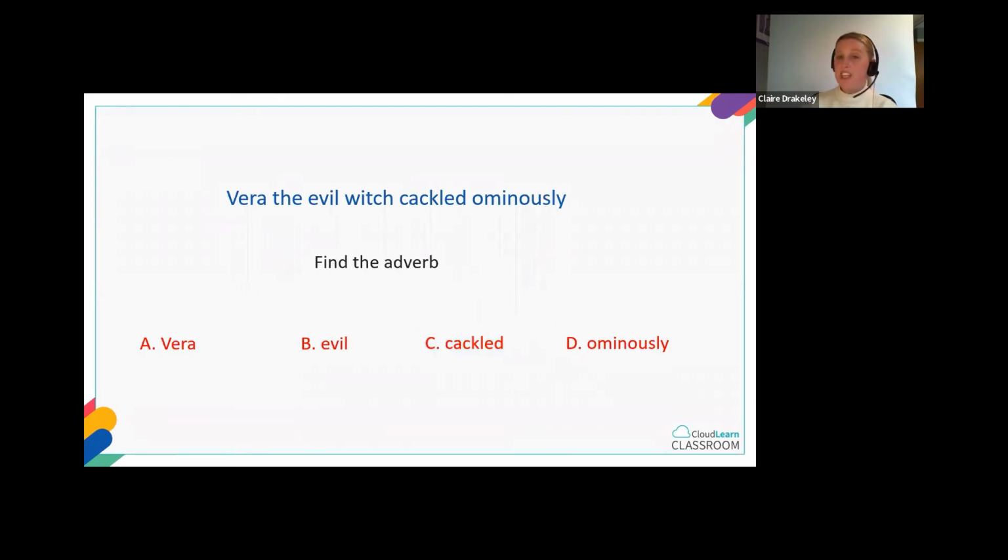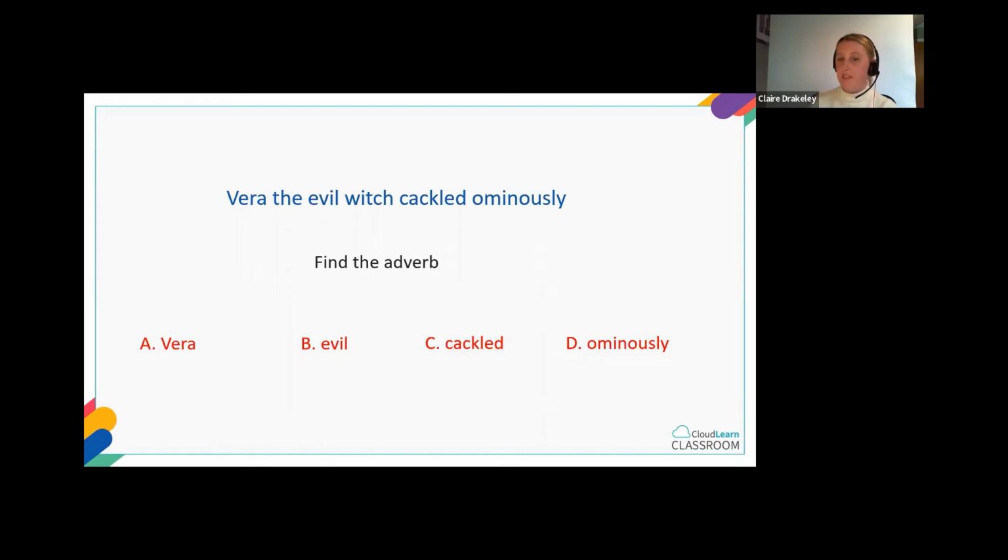Let me relaunch the poll. I've changed the words around again. Make sure you look at them. So find the adverb. Do you remember what adverb is? Is it A, Vera, B, evil, C, cackled, or D, ominously? Vera, evil, cackled, or ominously? Which one is the adverb?